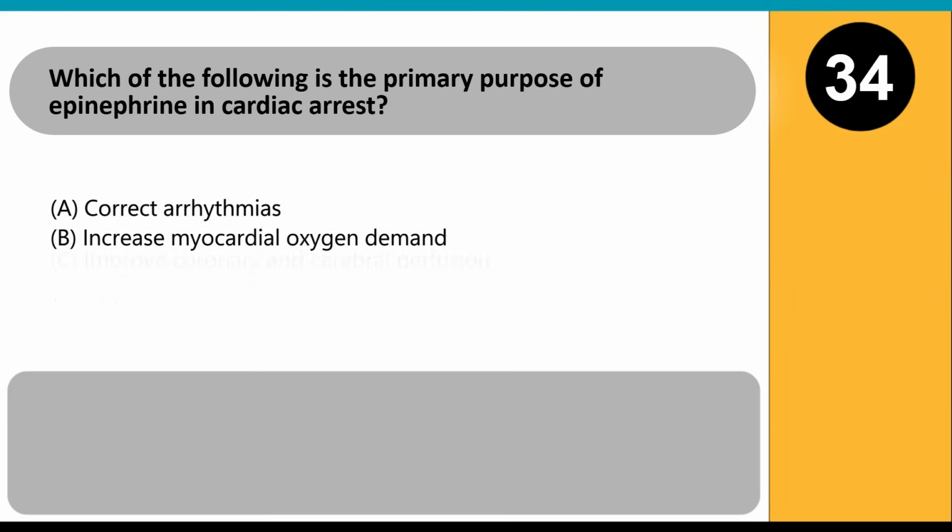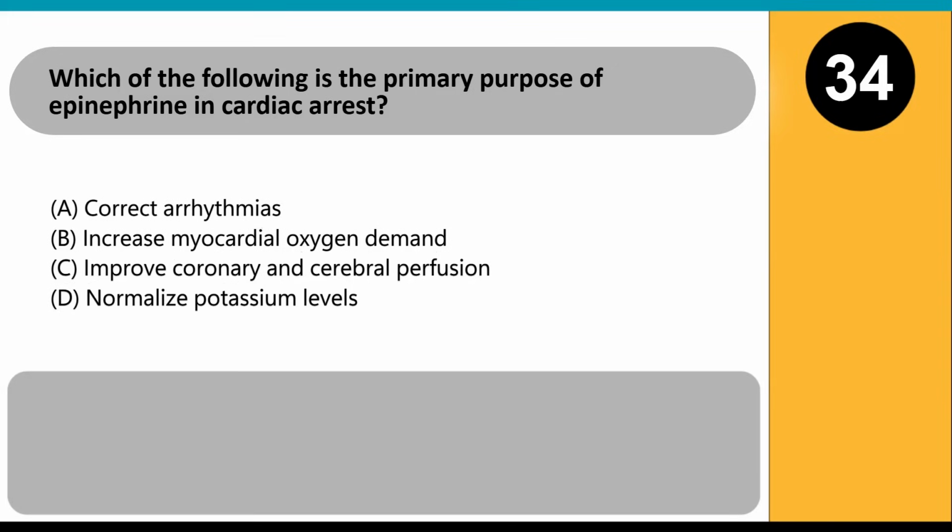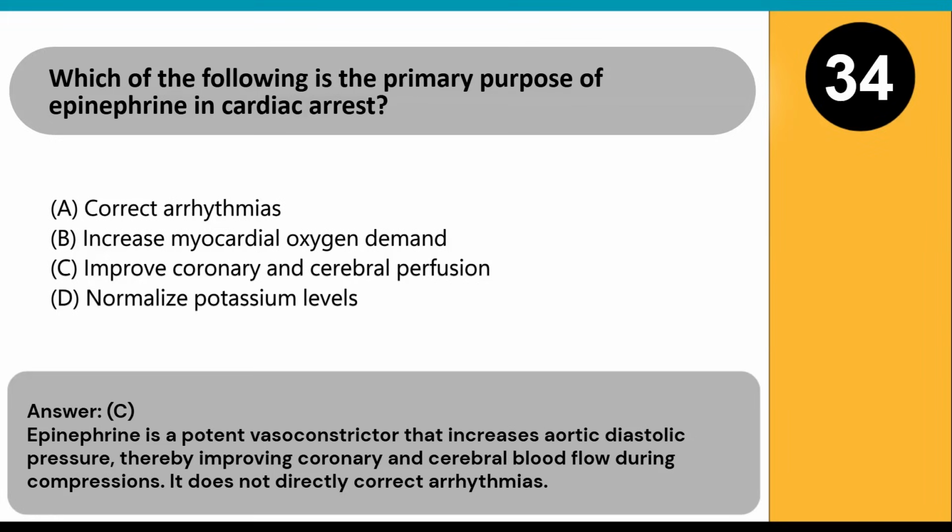Which of the following is the primary purpose of epinephrine in cardiac arrest? A. Correct arrhythmias. B. Increase myocardial oxygen demand. C. Improve coronary and cerebral perfusion. D. Normalize potassium levels. Answer: C. Epinephrine is a potent vasoconstrictor that increases aortic diastolic pressure, thereby improving coronary and cerebral blood flow during compressions. It does not directly correct arrhythmias.